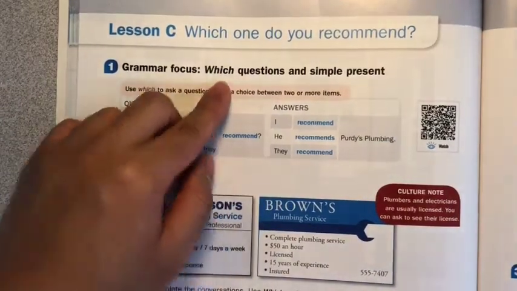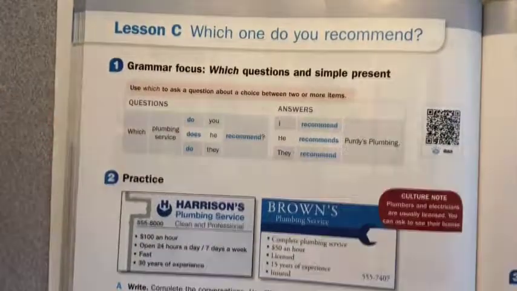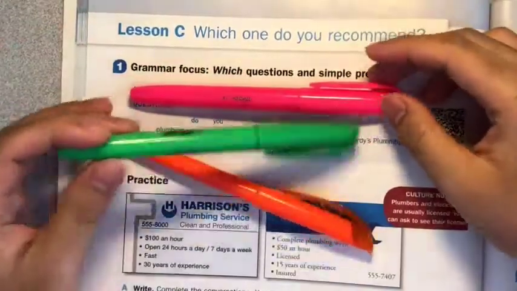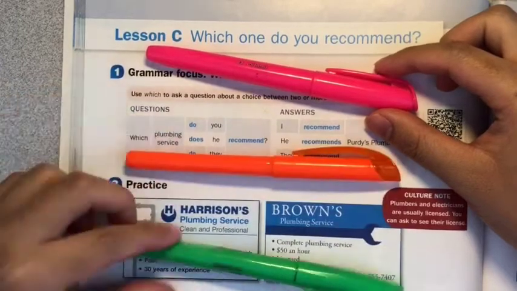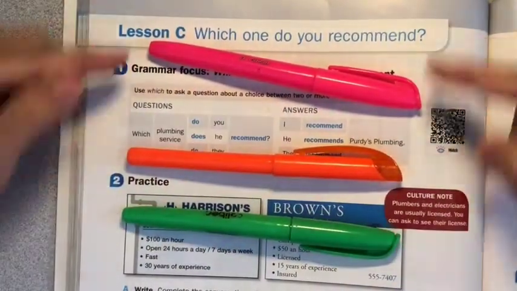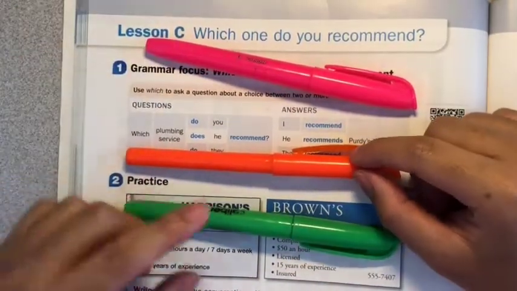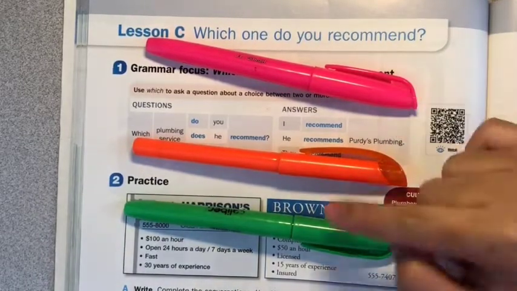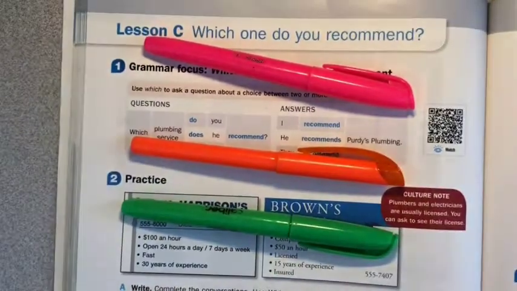The word which means we have to choose. We have to choose one. So, here I have 3 markers. I have a pink marker, an orange marker, and a green marker. Which one should I use? I'm asking you to pick one marker. I want you to choose one marker for me. So which color should I use?